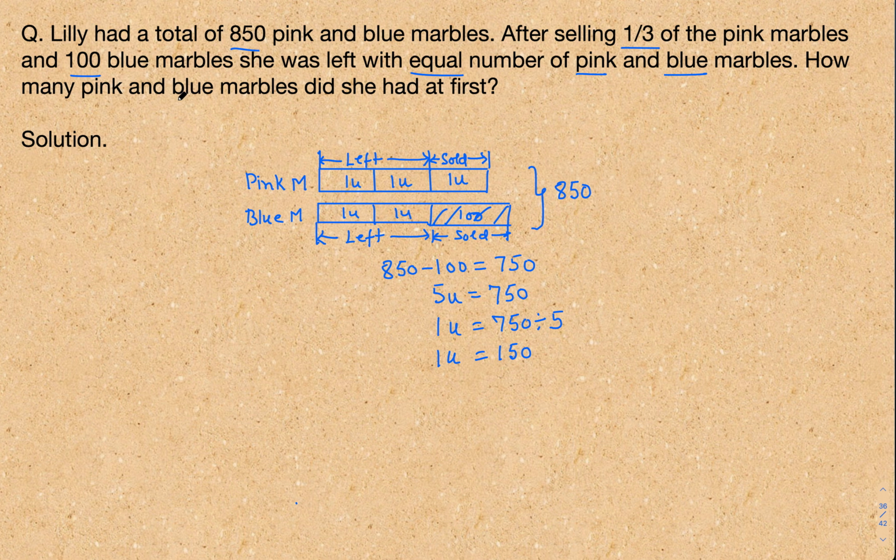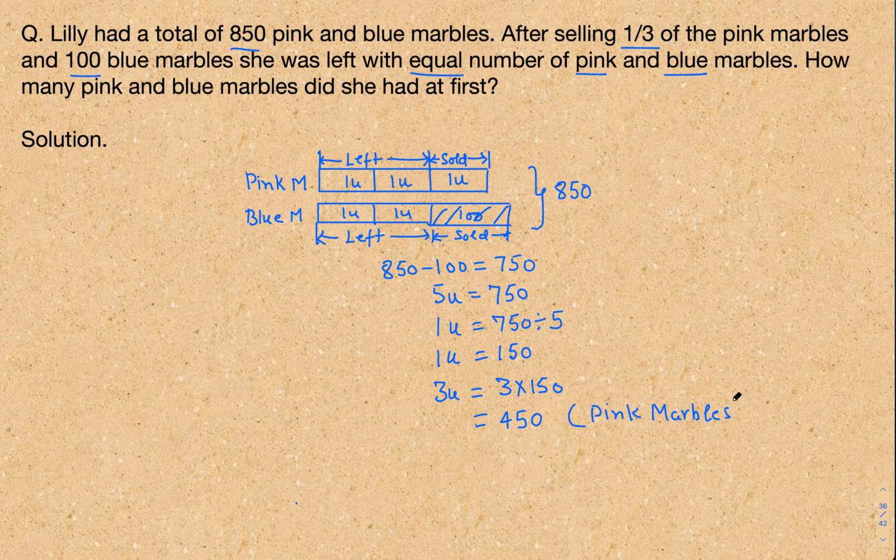How many pink and blue marbles did she have at first? Obviously we know how much she had altogether at first, which is 850, but now we have to know separately how many pink marbles she had and how many blue marbles she had. We know from here that the pink marbles she had is 3 units. So 3 times 150 will give you 450. So that's your pink marbles.